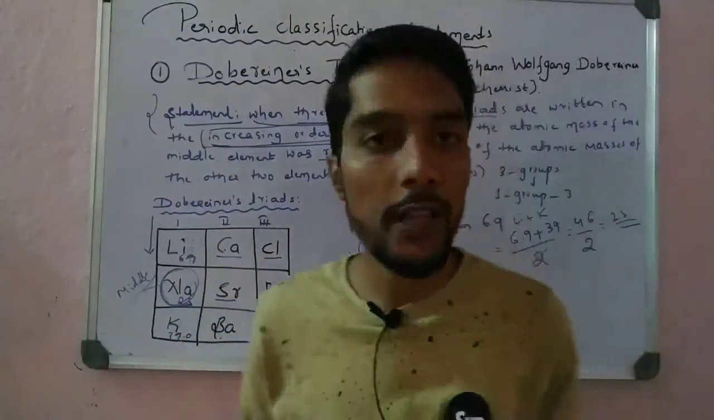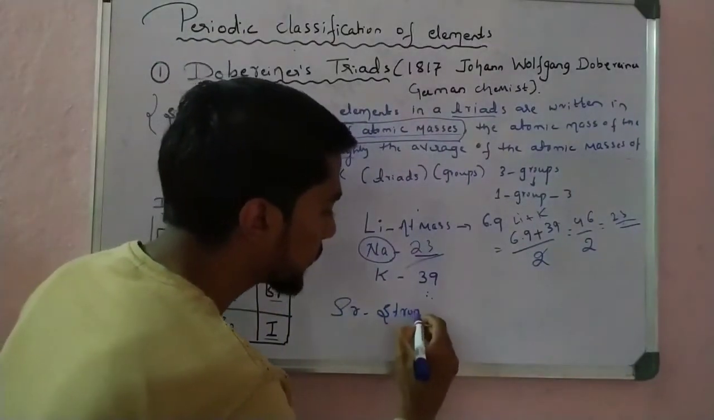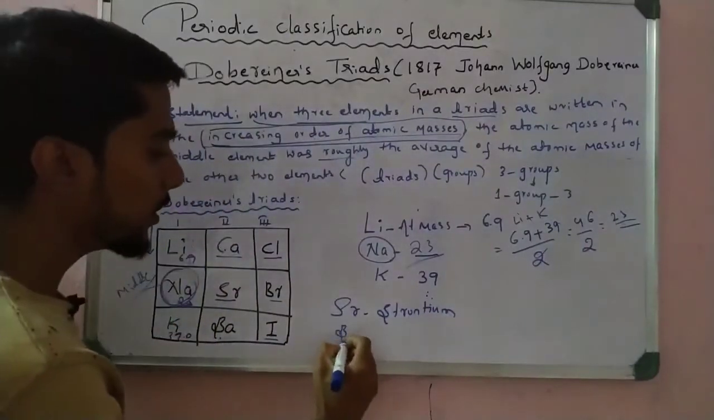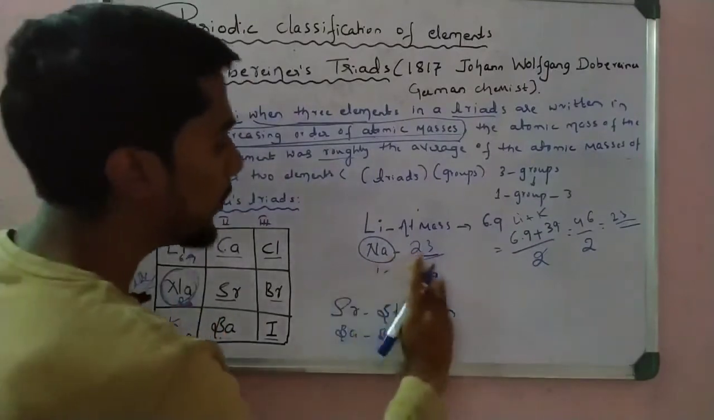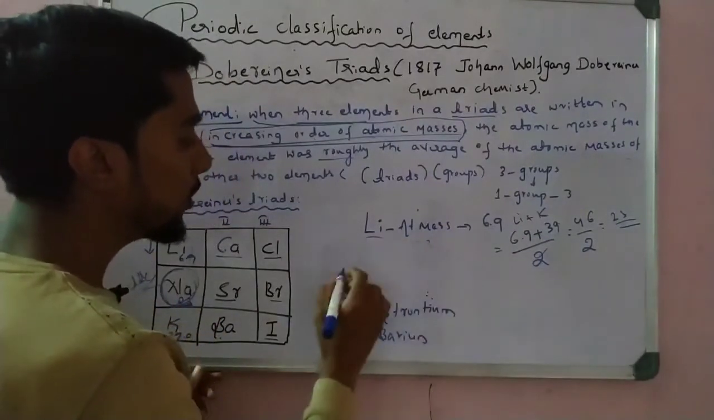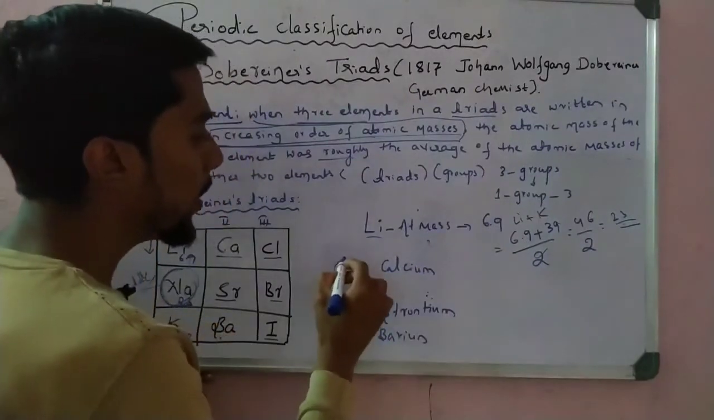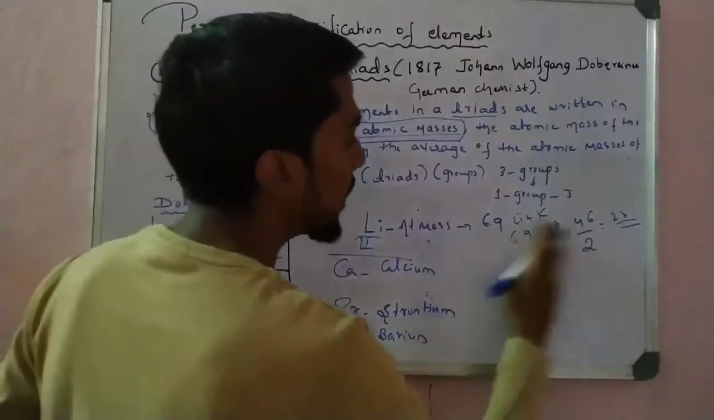Sr means strontium. Ba means barium, and Ca means calcium, right? So this is Dobereiner's second triad. And Dobereiner's third triad is what?